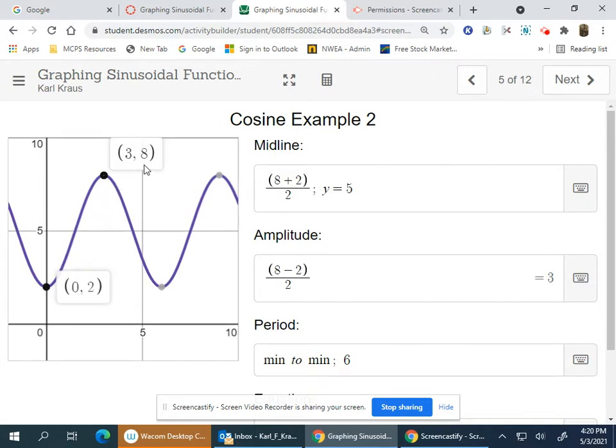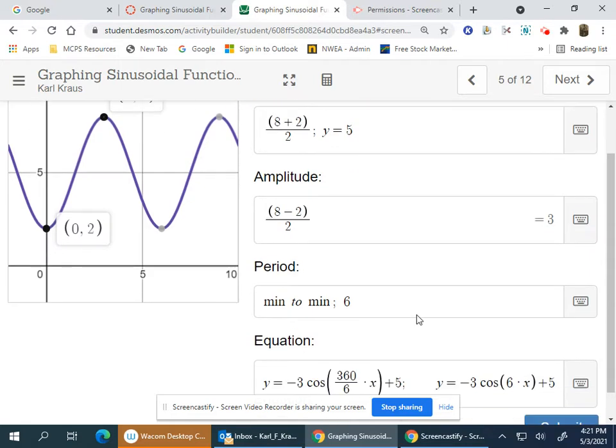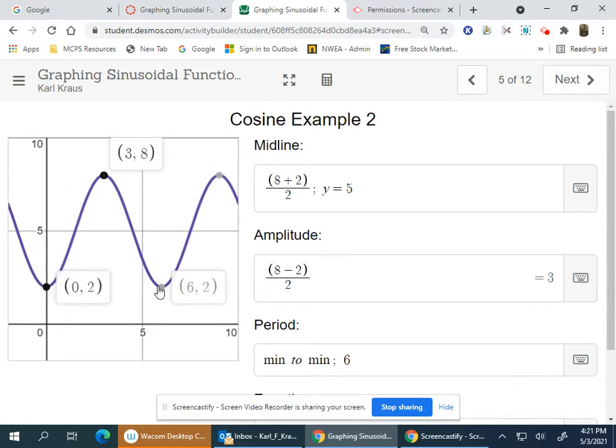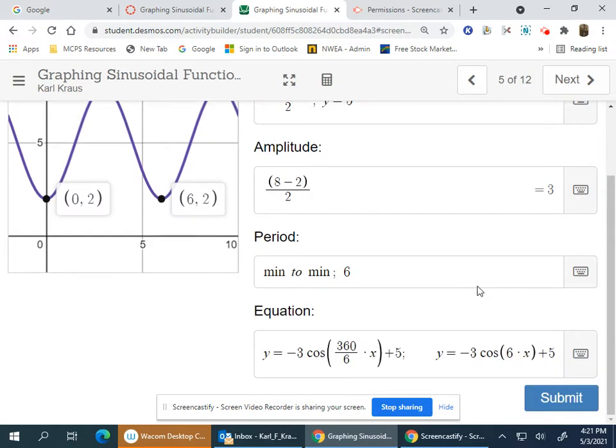the maximum is 8, the minimum 2. The center of that would be 8 plus 2, which is 10, divided by 2, 5. So y equals 5 is the center. The amplitude, 8 minus 2 would be 6, divided by 2 is 3. And then the period, if we go from min to min, so 0 to 6, is 6 units.